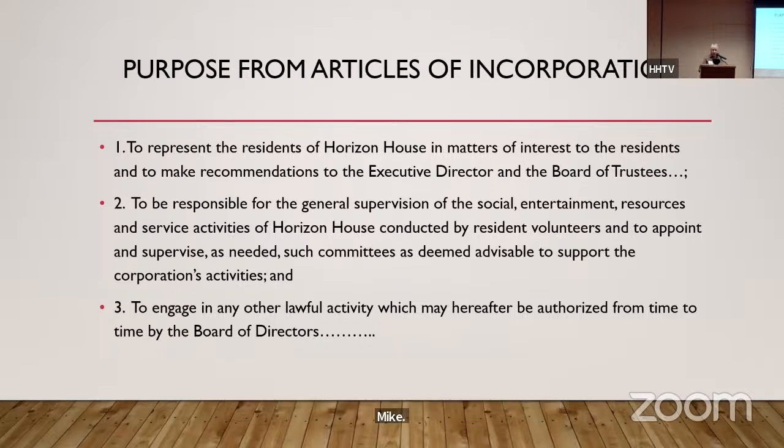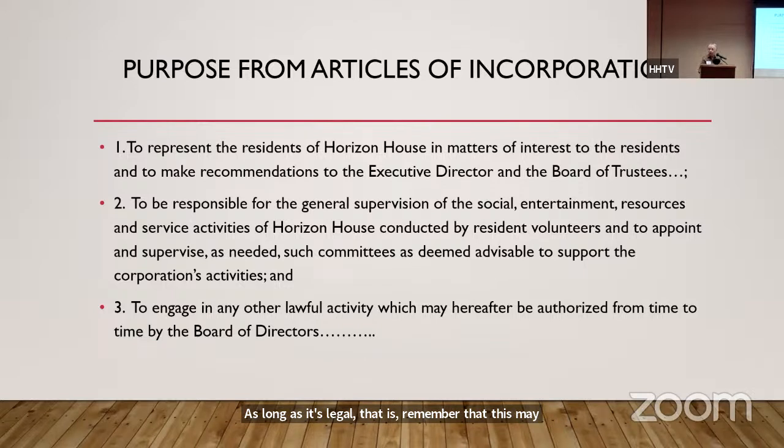And two, to be responsible for the general supervision of the social, entertainment, resources, and services activities of Horizon House conducted by residents. And the word general in that statement means just that. We supervise in the sense that we authorize committees, we give them a budget, we help them if they ask for help, and we just allow them to produce their programs and do what they want. We don't have any restrictions on what they want to provide, as long as it's legal, that is. Remember that.